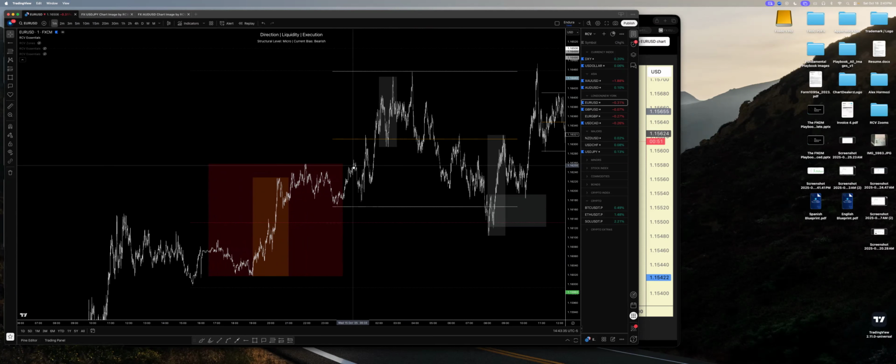Because you can get the execution right without the direction and liquidity and still get the reaction. So if you are good at reactions, and good at execution, then you can actually not lose if you're able to move your stop or take partials or stuff like that. So just leave it at this. Bias.